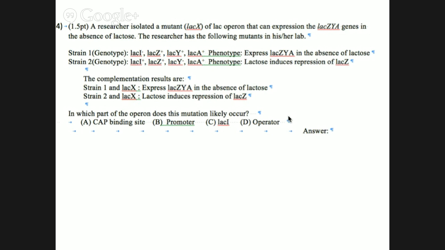The bacterial cell has both sets of genetic makeup here. That's strain 1 and LAC-X. But the phenotype of these, Z-Y-A, are still expressed when lactose is not around. That's the phenotype. So all these genes are still expressed when lactose is not around. That's for the first strain. For the second strain, I'm going to use a different color. Strain 2.